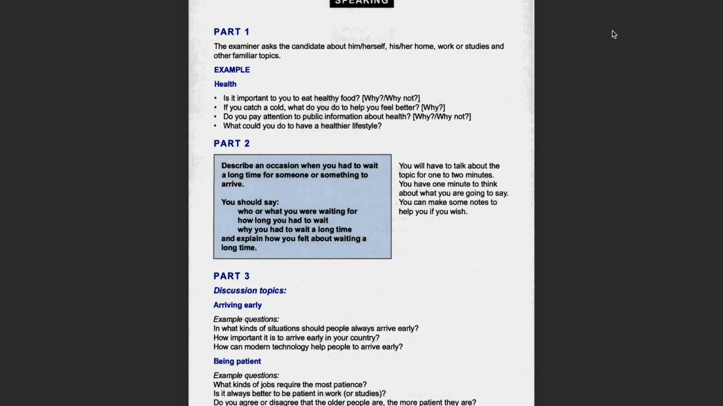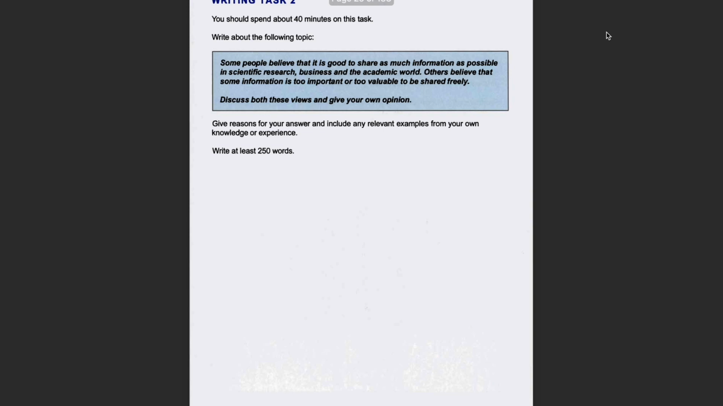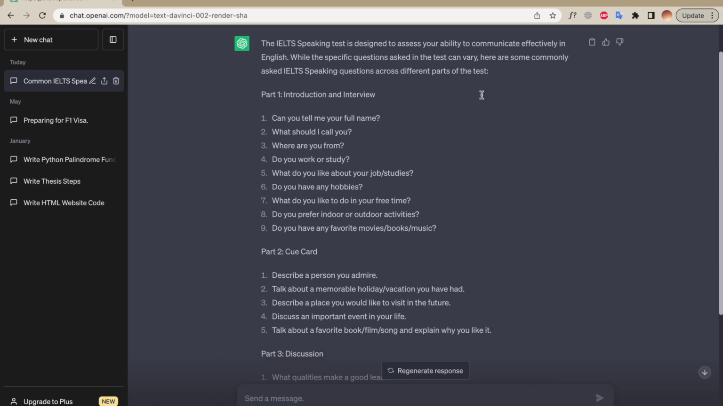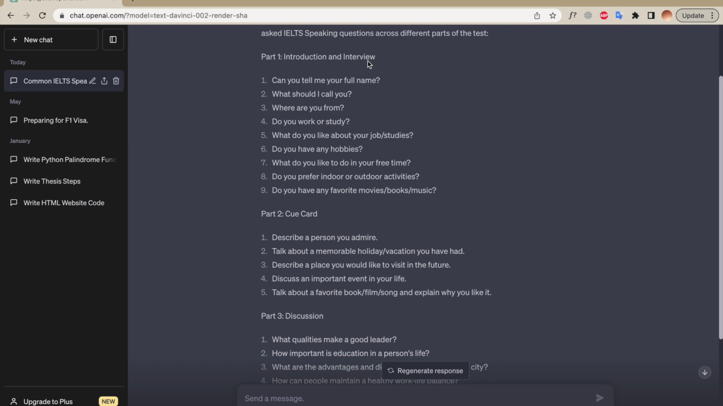These are a few examples, but before we go into detail about these examples, I searched some frequent questions on ChatGPT, and these are the suggestions. So the first part is going to be, like I said, general questions about you. It's just going to be an introduction interview kind of thing. So can you tell me your name? What should I call you? Where do you work? Do you study? Stuff like that.